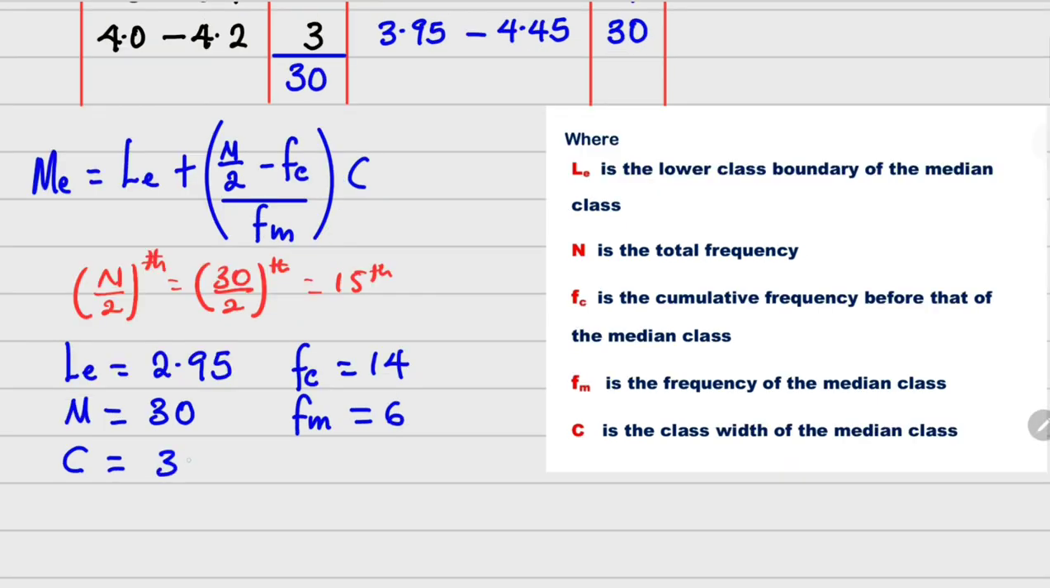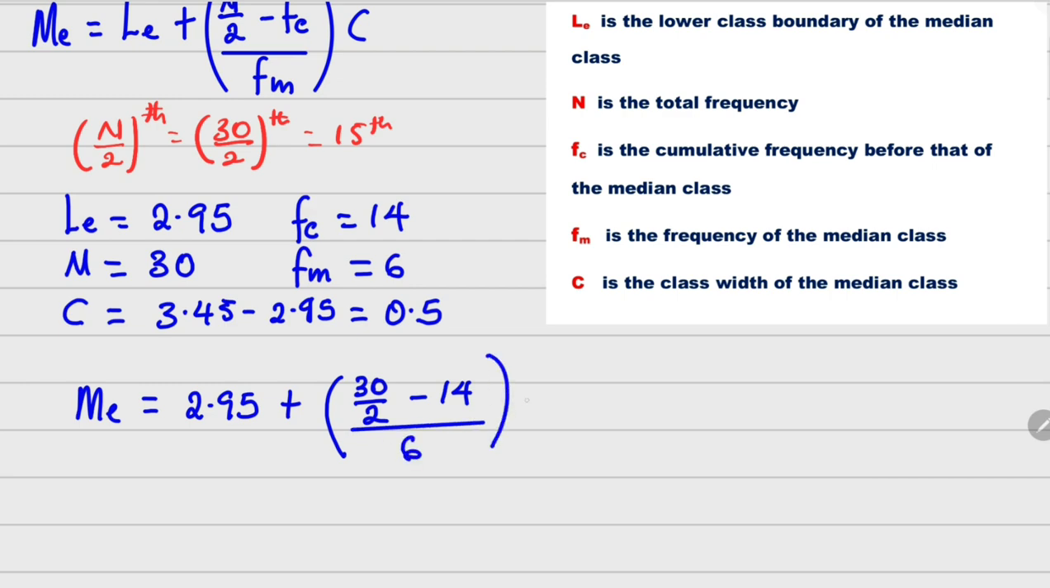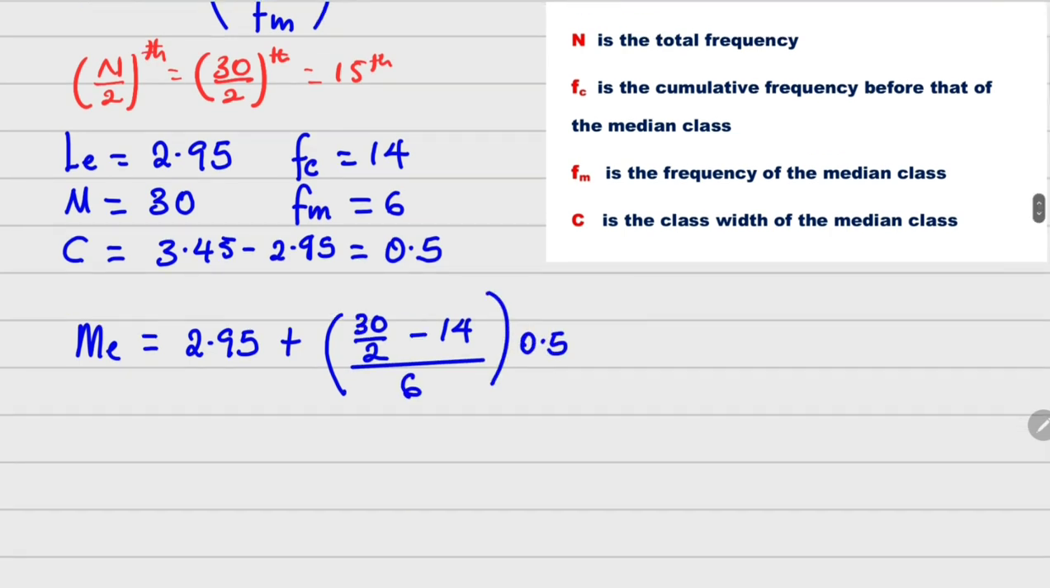But let me just show you. You are going to have 3.45 minus 2.95, which is going to be 0.5. So I have everything that I need to calculate my median. So the median now will be equal to 2.95 plus 30 all over 2 minus 14, everything all over 6, then of course multiplied by 0.5.